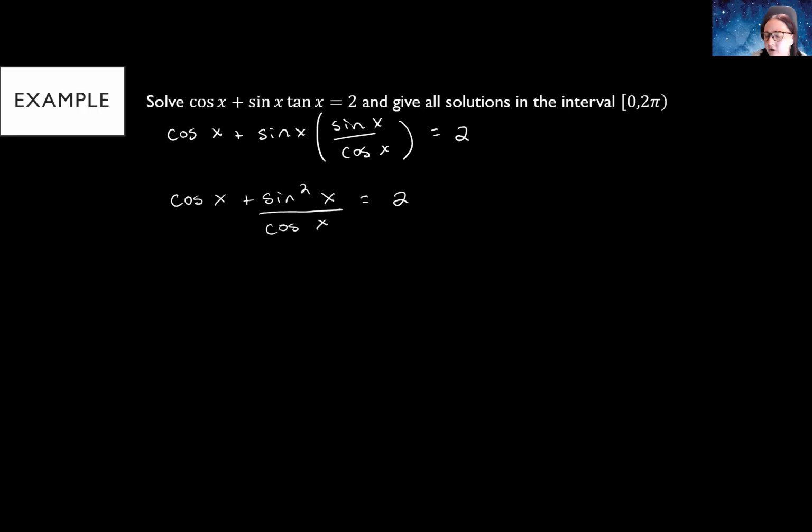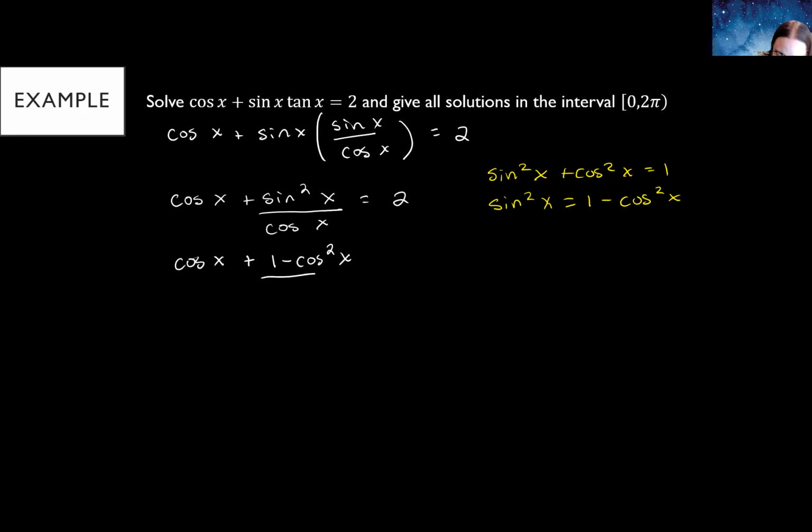Now I've got cosine in two places, so it makes more sense to change the sine to cosine and let things cancel. So we're going to use the identity sine squared plus cosine squared equals 1. So sine squared is equal to 1 minus cosine squared. So I'm going to rewrite that. I have cosine of x plus 1 minus cosine squared x over cosine x equals 2.